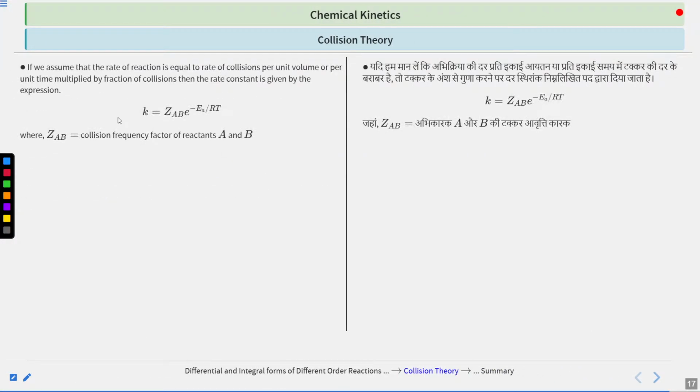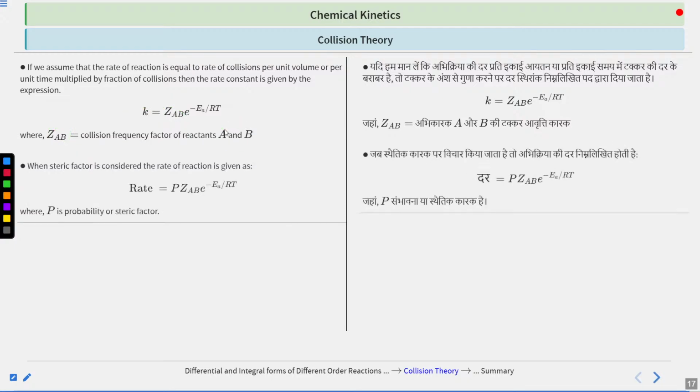So if you just include this thing here, which is your collision factor, then the same equation can be written as k is equals to zab e to the power minus Ea by RT, where zab is the collision frequency or the number of collisions per second between A and B.